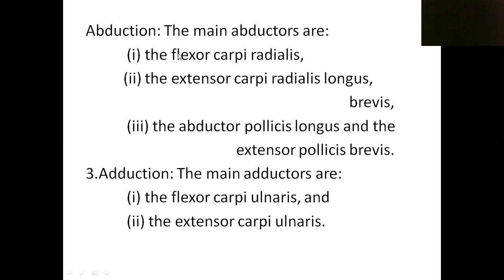Now abductors. What are the abductors? Flexor carpi radialis, extensor carpi radialis longus and brevis. Then abductor pollicis longus and extensor pollicis brevis. Adduction: flexor carpi ulnaris and extensor carpi ulnaris. So these muscles you have to learn by heart.